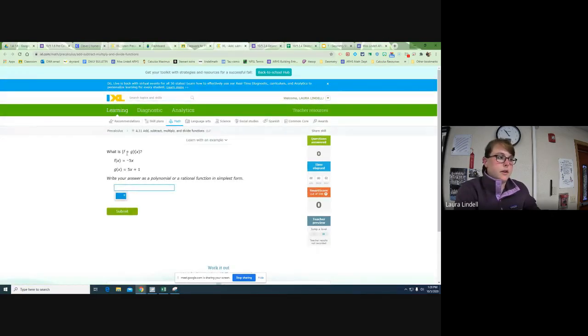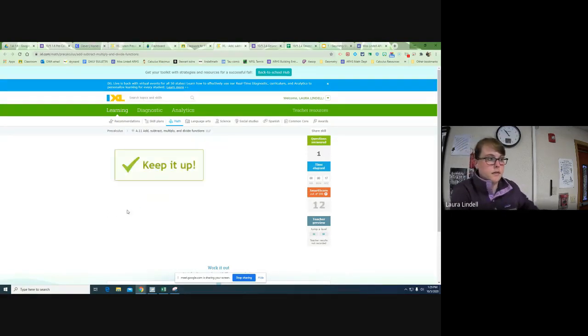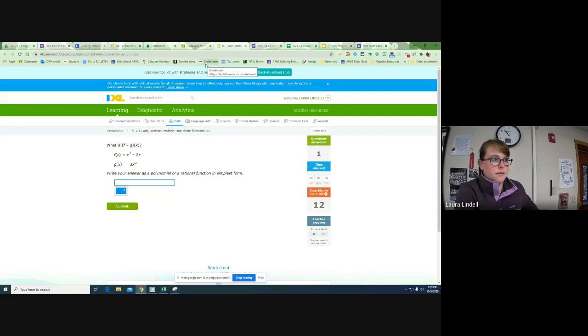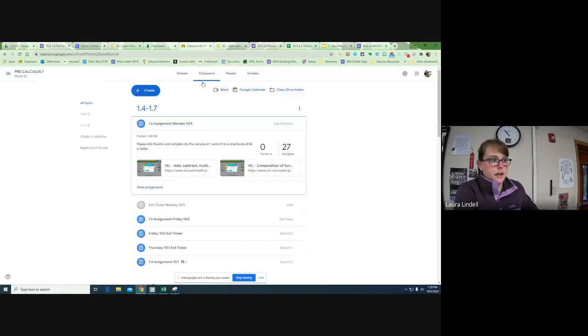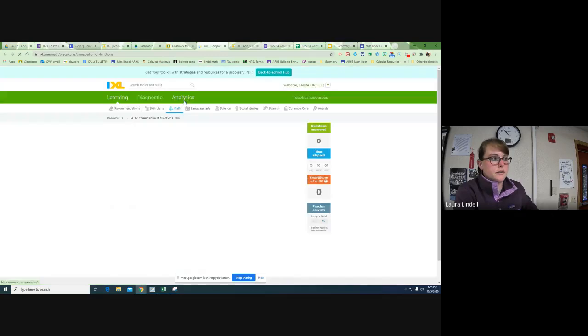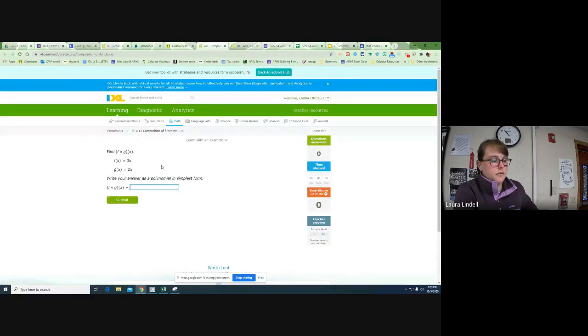With these, you'll add the 2 functions, f plus g of x, and you'll write your answer as a function in simplest form. So this one, negative 5x plus 5x plus 1, would just simplify out to 1. All right, so that's those ones. And then the compositions of functions we'll do here as well. So it would be f of g of x here. So I would take 2x and plug it in for x. 3 times 2x is 6x.